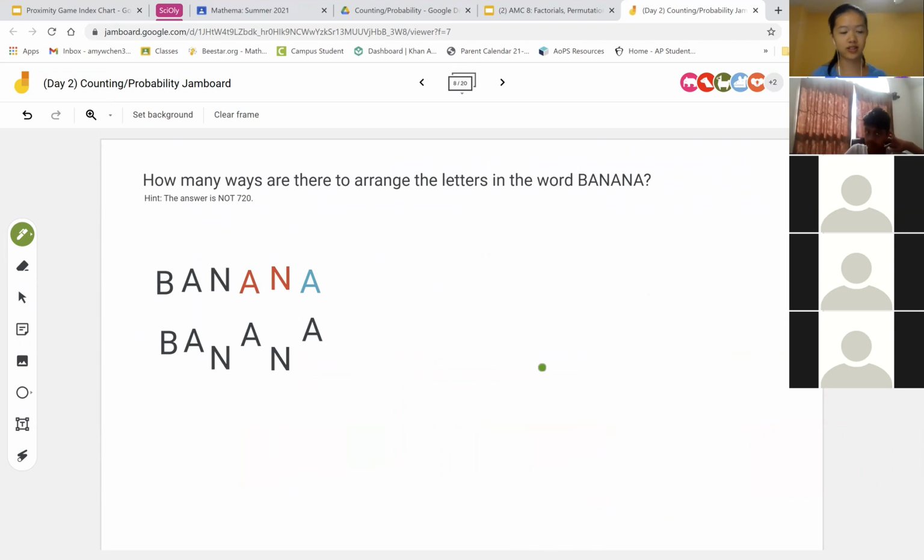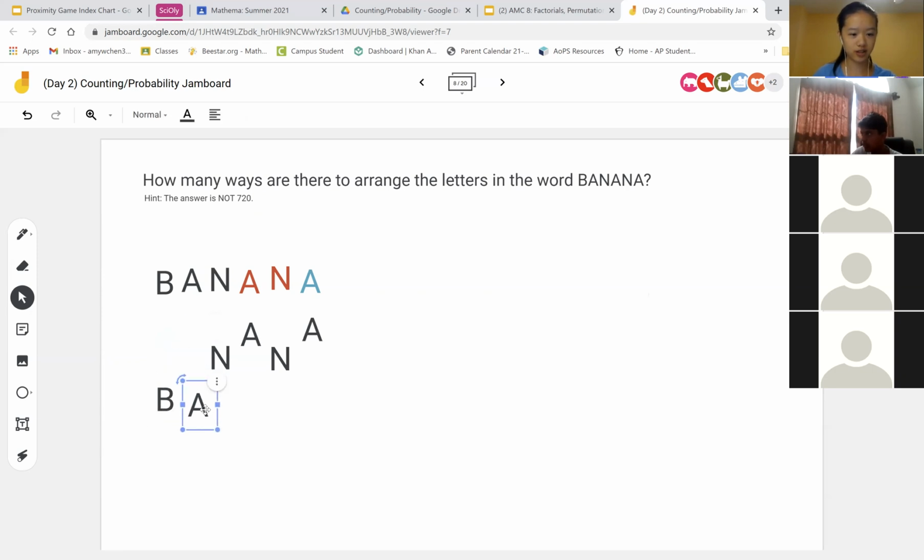Okay, this next question. Now we're going to be introducing the repetition of letters when we're arranging. How many ways are there to arrange the letters in the word banana? Well, is it not 720 because there's letters that repeat? Yeah, there are letters that repeat, and that's why it wouldn't be 720. Let me explain why it would not be 720.